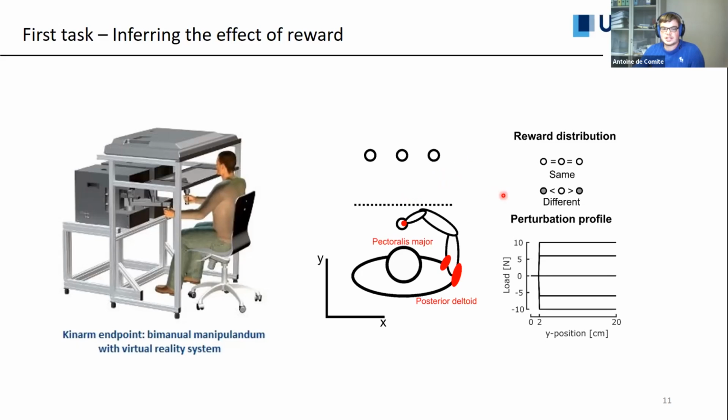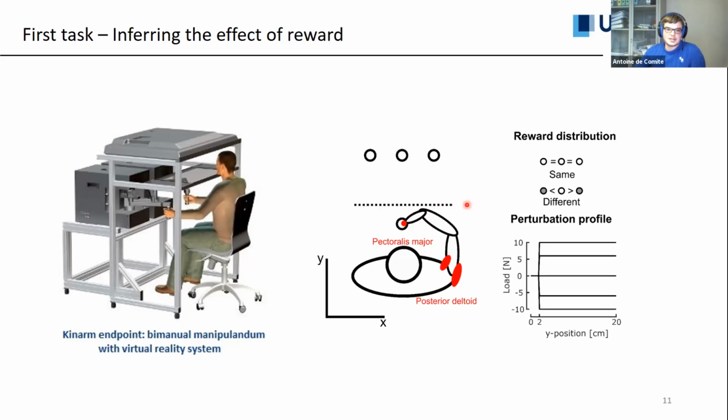And in the second condition, the central target was more rewarding than the other two. During movement, in order to introduce replanning and reselection of targets, we introduced some perturbation loads. As the hand crossed this line, they could experience leftward or rightward perturbation with various intensities. During the movements, we collected kinematics, so the position, velocity, and forces at the hand, as well as EMG activity of pectoralis major and posterior deltoid, which are the shoulder flexor and extensor.